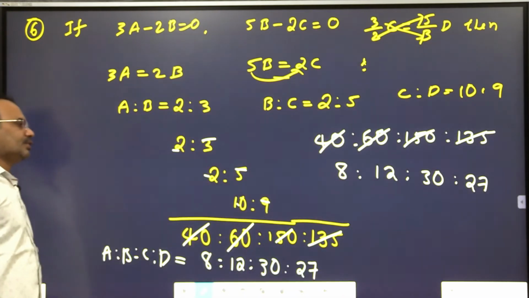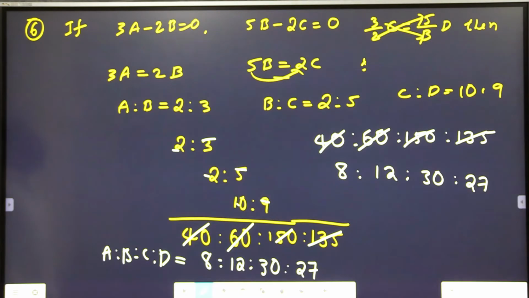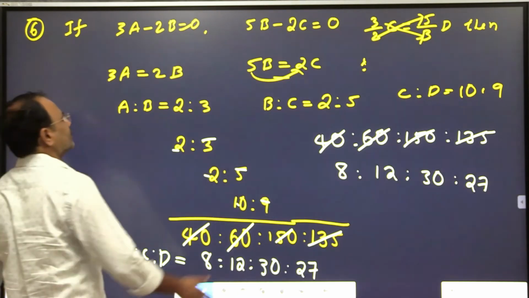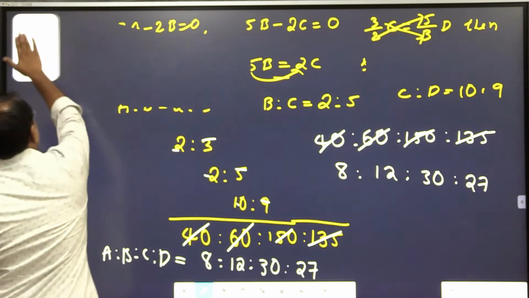So A is to B is to C is to D, 8 is to 12 is to 30 is to 27. 8 is to 12 is to 30 is to 27 is the answer, right?